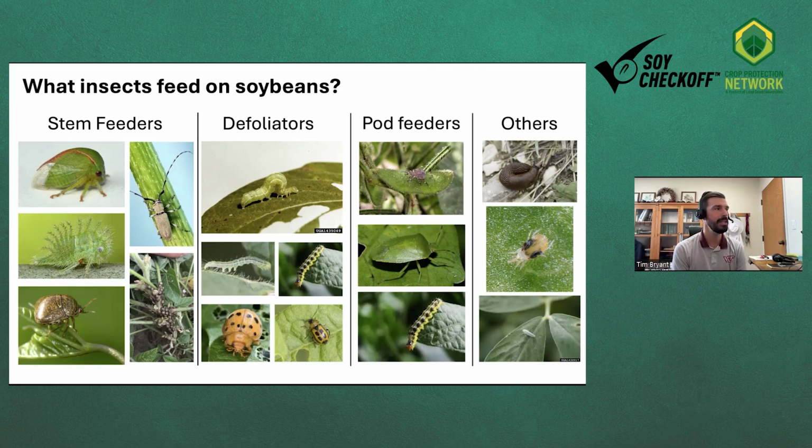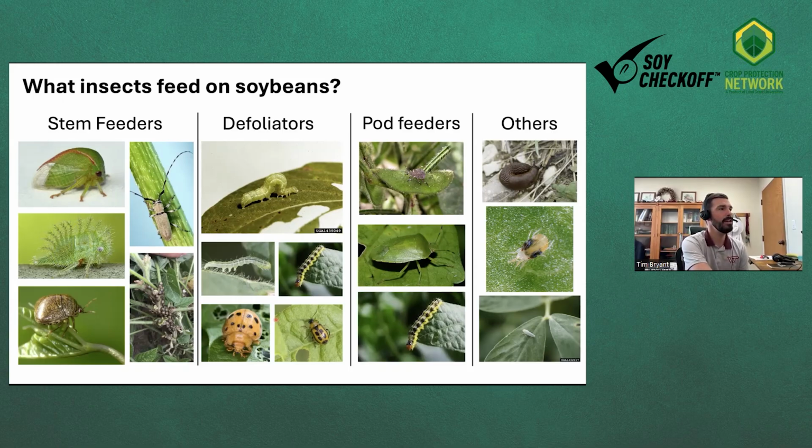So you have stem feeders. These are things like the three-cornered alfalfa hopper here in the top left, Dectes stem borer, kudzu bugs. These are all things that are feeding on the stem via a stylet, feeding on the vascular system of the plant, or in the case of the stem borer, as the name suggests, the larvae bores into the plant.